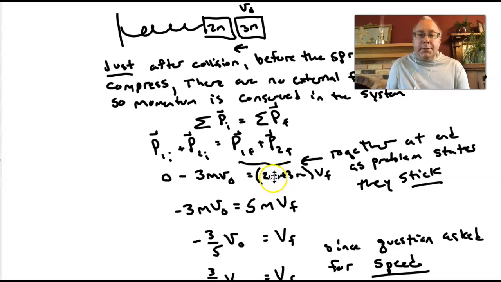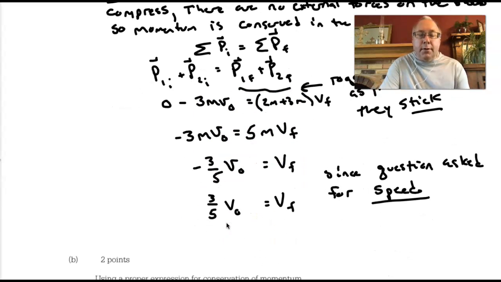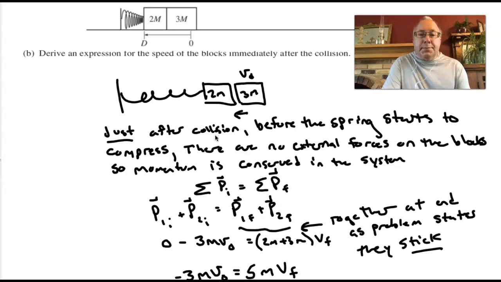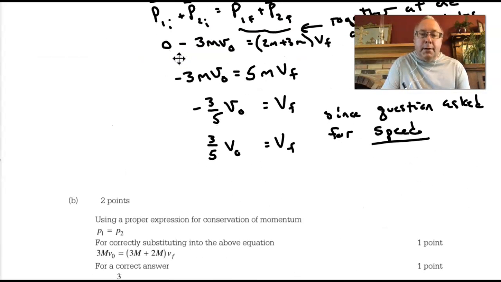Perfectly inelastic collision. So we have 2m plus 3m times the final velocity. And so we just do our substituting and come up with an expression for the final velocity in terms of the initial velocity. Now, notice they ask for the speed, an expression for the speed of the blocks immediately after the collision. Since it asks for the speed, we don't have to put the negative sign in. It's 3/5 v sub naught.